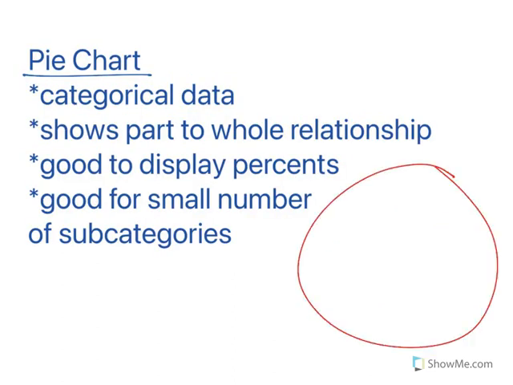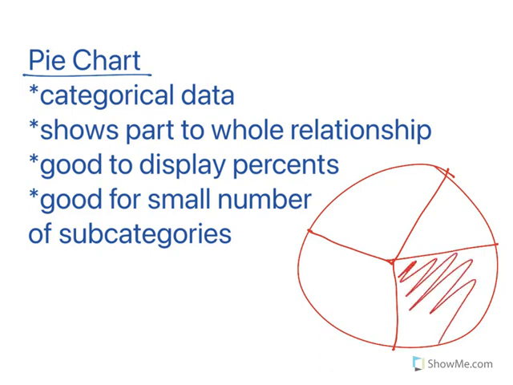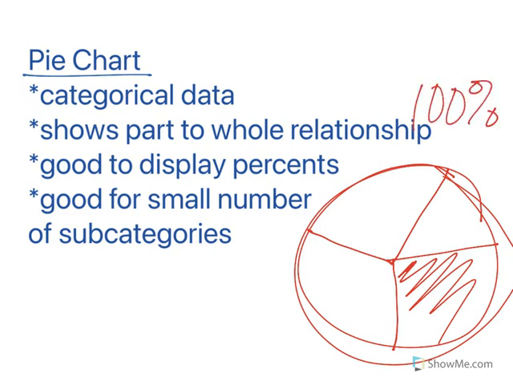A pie chart is also known as a circle graph. It also shows categorical data, similar to a bar graph. The really good thing about pie charts is that it's easy to see the part to whole relationship. You can say this is the part compared to the whole circle graph. Because the whole thing is 100%, we can say this is 25%, this is 27%, this is 34%, and that would be whatever is left. So we do a lot of displaying with percentages when we talk about pie charts because of the part to whole relationship.